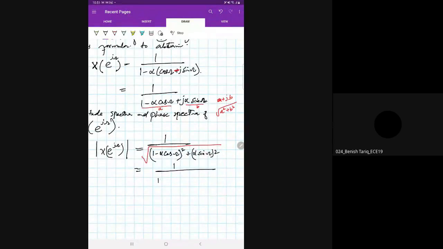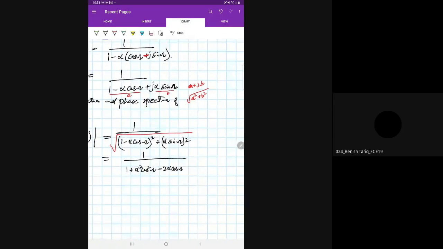it will be 1 square means 1, ठीक है, फिर it will be plus alpha square cos square omega, then you have minus a square plus b square minus 2ab minus 2 alpha cos of omega. तो ये तो हुआ पहली टर्म का. ठीक है, then I will have second term, alpha square sine square omega. Then you have at the top square root.